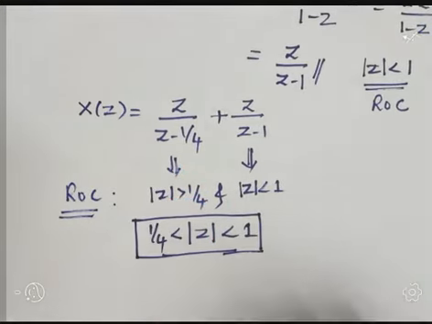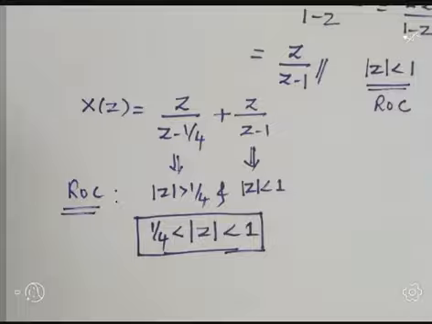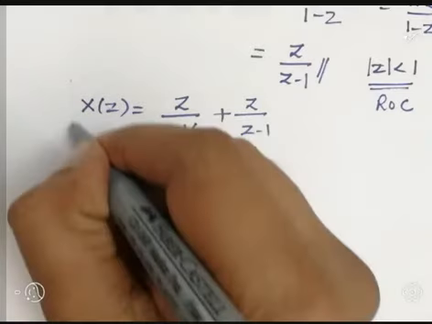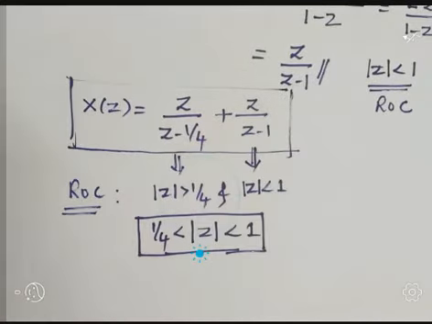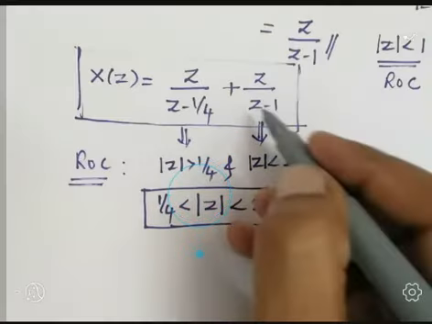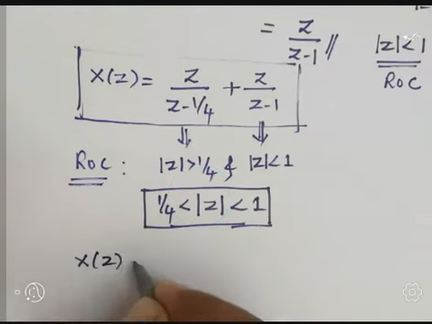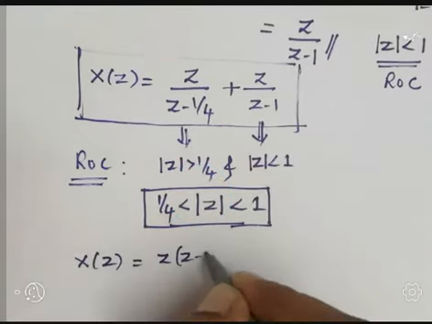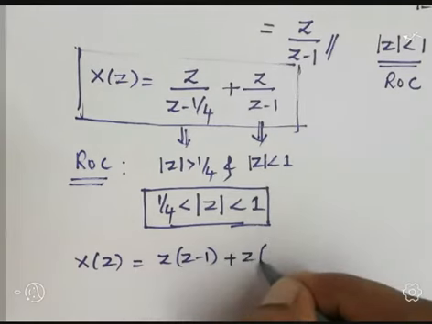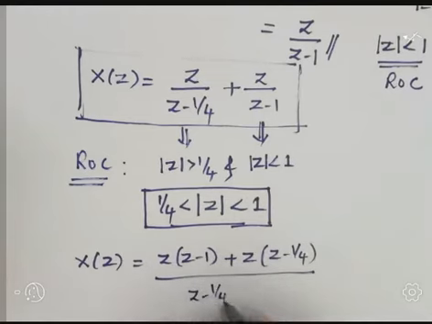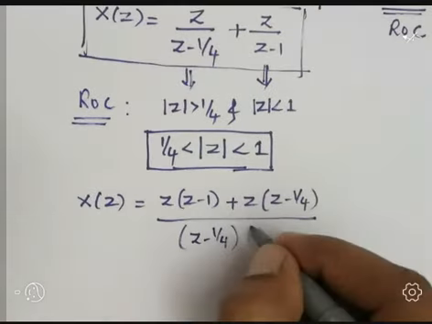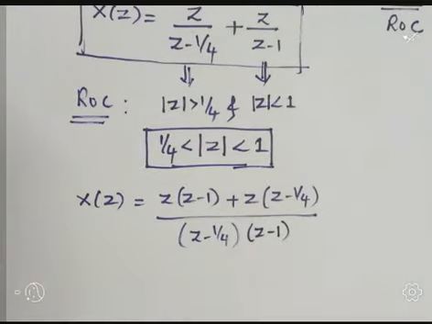So ROC is calculated. Let's calculate Z transform. So Z transform is also calculated, but in order to find poles and zeros of the Z plane, we have to simplify this result. So I'm going to simplify. Next is take the LCM. X of Z is equal to Z into Z minus 1 plus Z into Z minus 1 by 4 divided by Z minus 1 by 4 multiplied by Z minus 1. Okay, simplification is there.